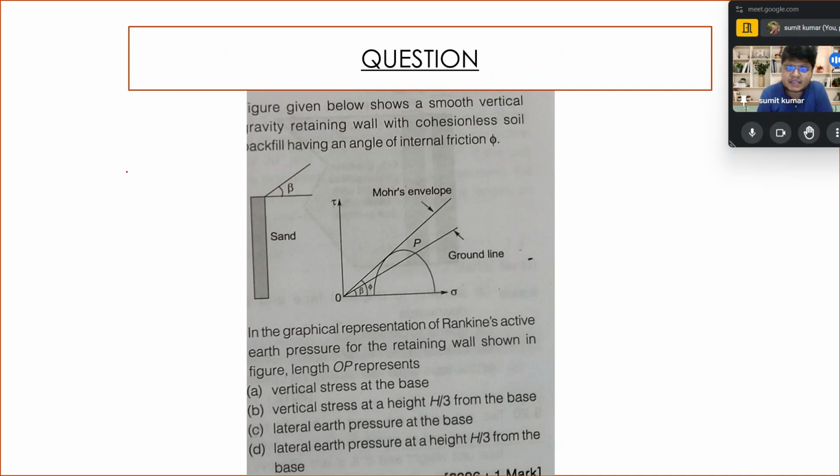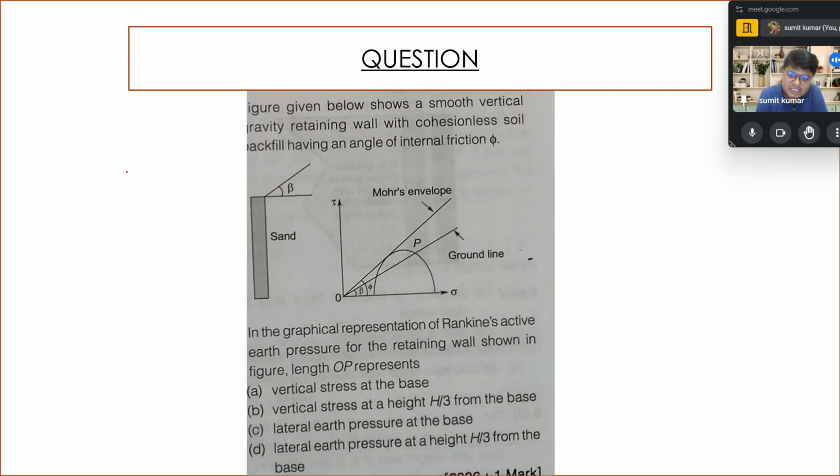The figure is given below. A smooth vertical gravity retaining wall with a cohesionless soil backfill having angle of internal friction φ. In the graphical representation of the Rankine active earth pressure for the retaining wall in the figure, length OP represents the vertical stress at the base, the vertical stress at height h/3 from the base, the lateral earth pressure at the base, or the lateral earth pressure at height h/3 from the base.